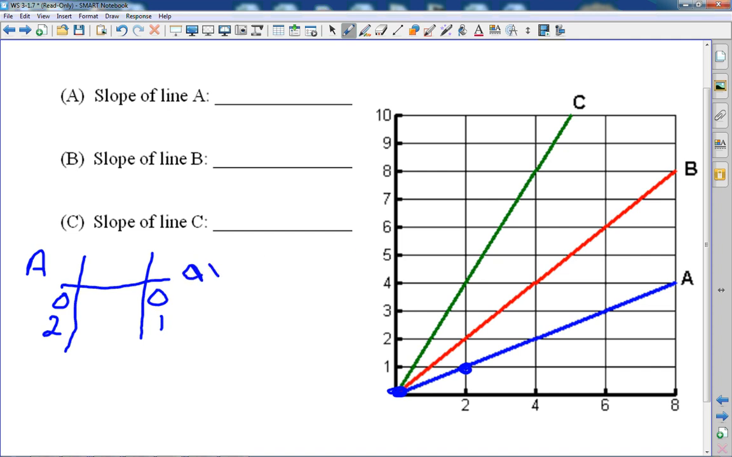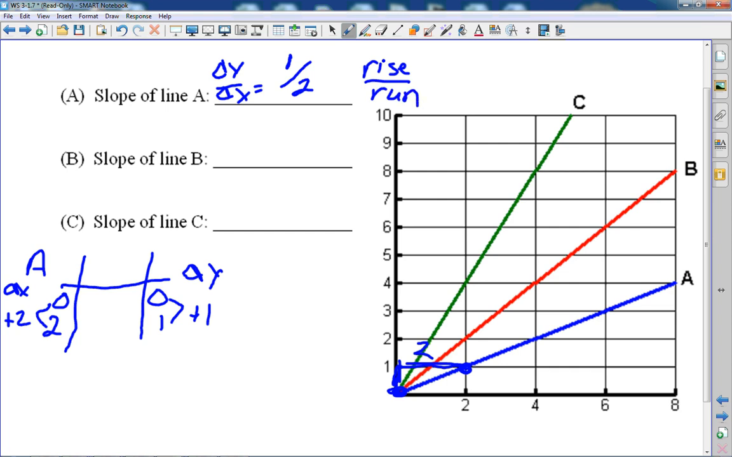Well, delta y is plus 1. Let's go up. I'm going up 1. Delta x is plus 2. I'm going over 2. Now, be very careful. Remember, it's delta y over delta x. Delta y, the change in y, is 1 over 2. Remember, it's rise over run. Okay? All right, I'm going to erase this right here.